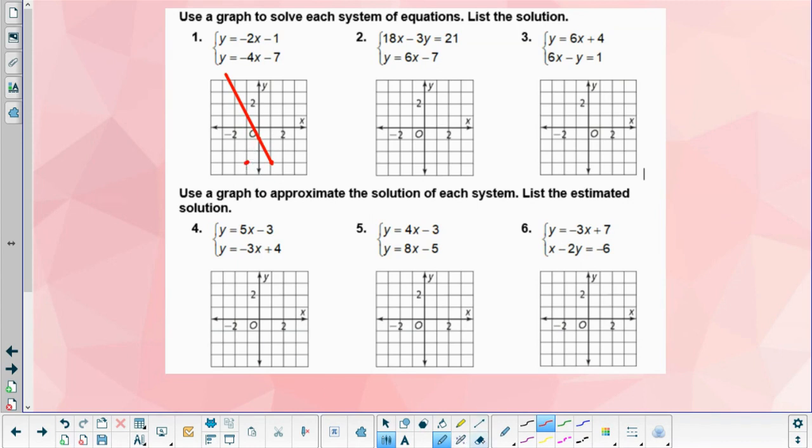All right, let's change it to blue. And then I would go up 1, 2, 3, 4 over 1, up 1, 2, 3, 4 over 1. So these ones look like they intersect off of my grid. They would be right up here, and that looks like it might be -3, 1, 2, 3, 4, 5, -3, 5.